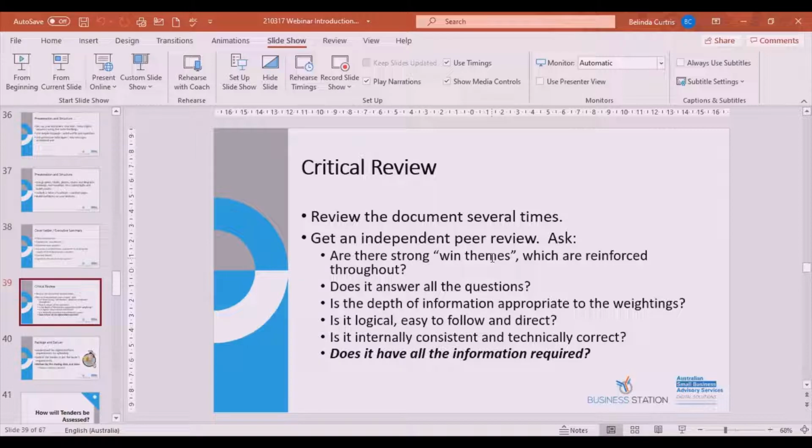If you need to include detailed designs or other technical documentation, make sure that it's actually correct and you're using the latest version. And importantly, does it have all the information required? Have you included all the attachments that they've asked for? If they ask for copies of certificates of currency for your insurance, have you included those? So it's all part of the rules and that compliance requirement around responding to the bid in the form and the manner that they require.